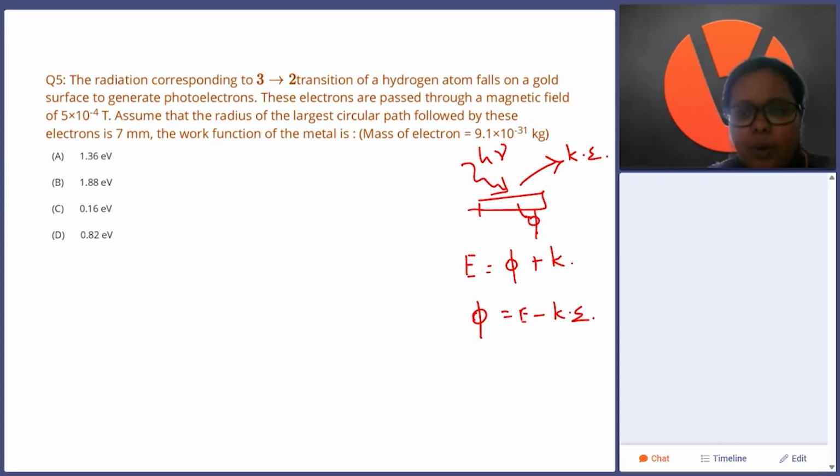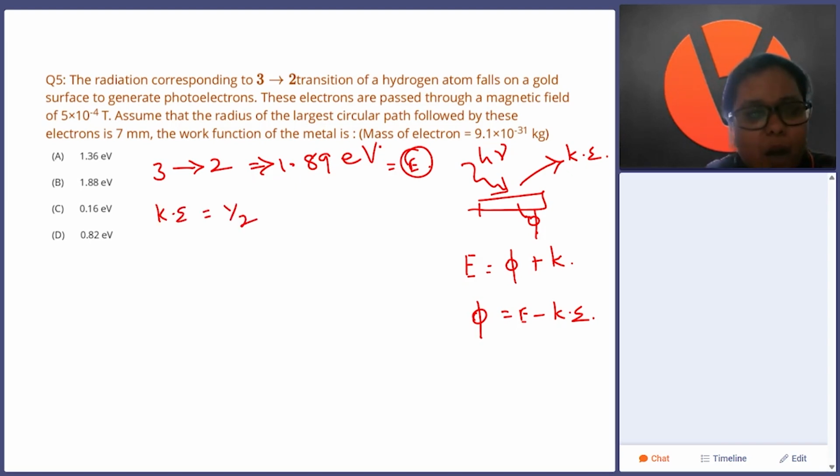Now what I need to find out is the incident photon energy. How can we find it out? The transition they mentioned is 3 to 2. So during 3 to 2, what is the energy difference? 1.89 electron volt. So this should be the incident photon energy, right? And how shall I find out the kinetic energy? Half m v square, which I can write as p square by 2m.